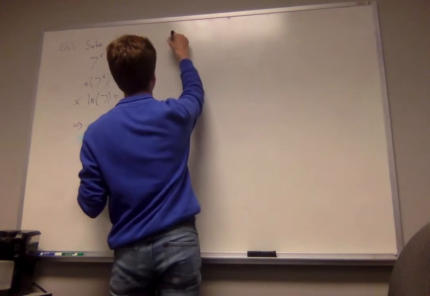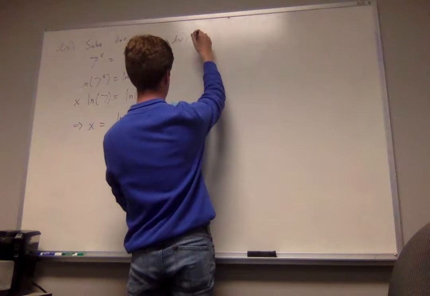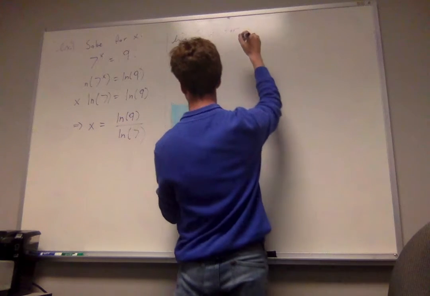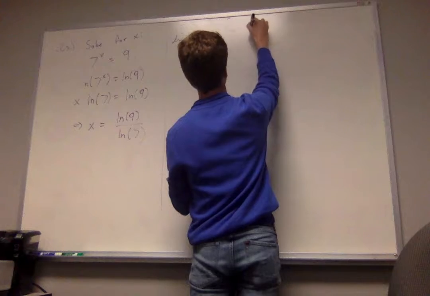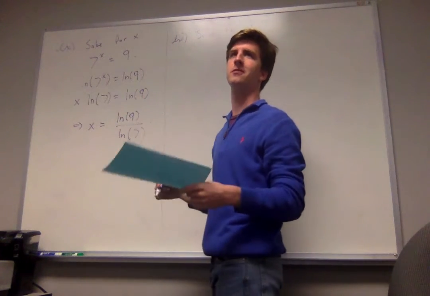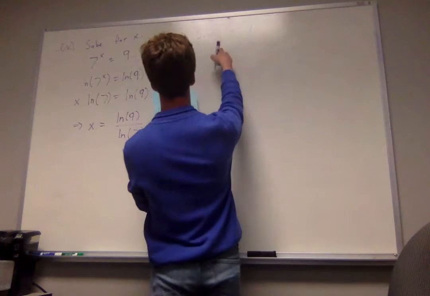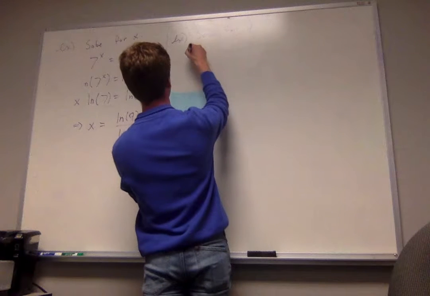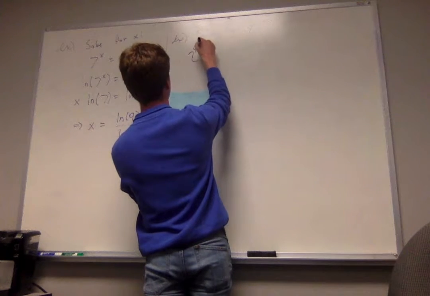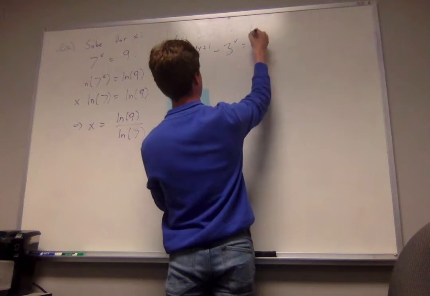So we'll do another one. Another exponential equation. In this equation, the instructions are to solve for y, and the equation is 2 to the 4y plus 1 minus 3 to the y equals 0.